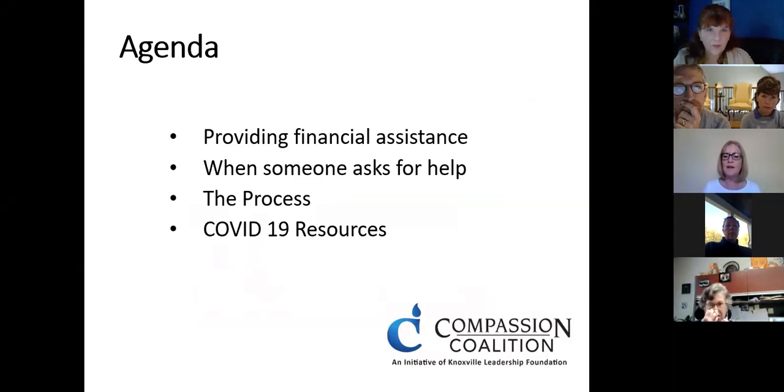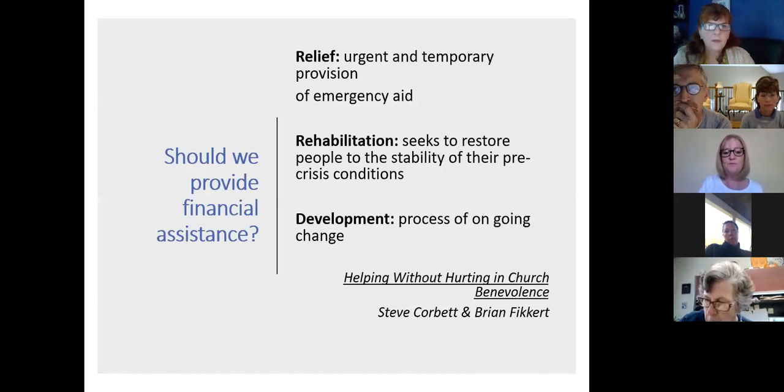What we're going to talk about today is providing financial assistance. We're going to talk about that very briefly, and then we're going to talk about when someone asks for help, and then we're going to go ahead and talk about our process. It's still very important to go through the process as you are assessing people that call into your church for assistance. And then we're going to spend the bulk of our time on COVID-19 resources. We have quite a few resources that are in the community right now, and those are changing regularly, and we want to keep you up to date on those.